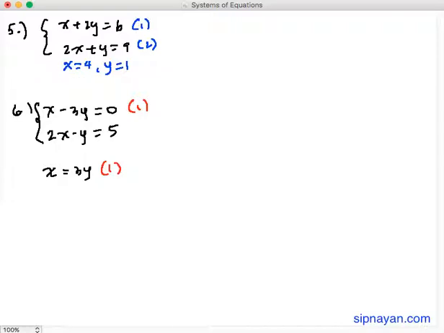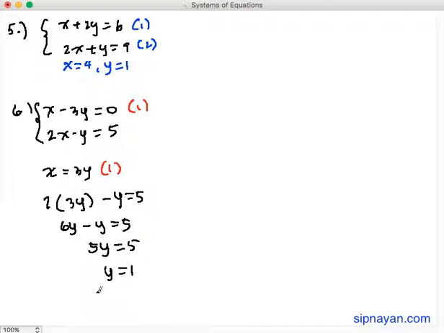Now, next we solve for this equation. Pwede nating i-substitute yung 3y dito sa x. So we have 2 times 3y, this 2x, minus y equals 5. And then we have 6y minus y equals 5. Ang 6y minus y, of course, is 5y equals 5. Dividing both sides by 5, we have y equals 1.